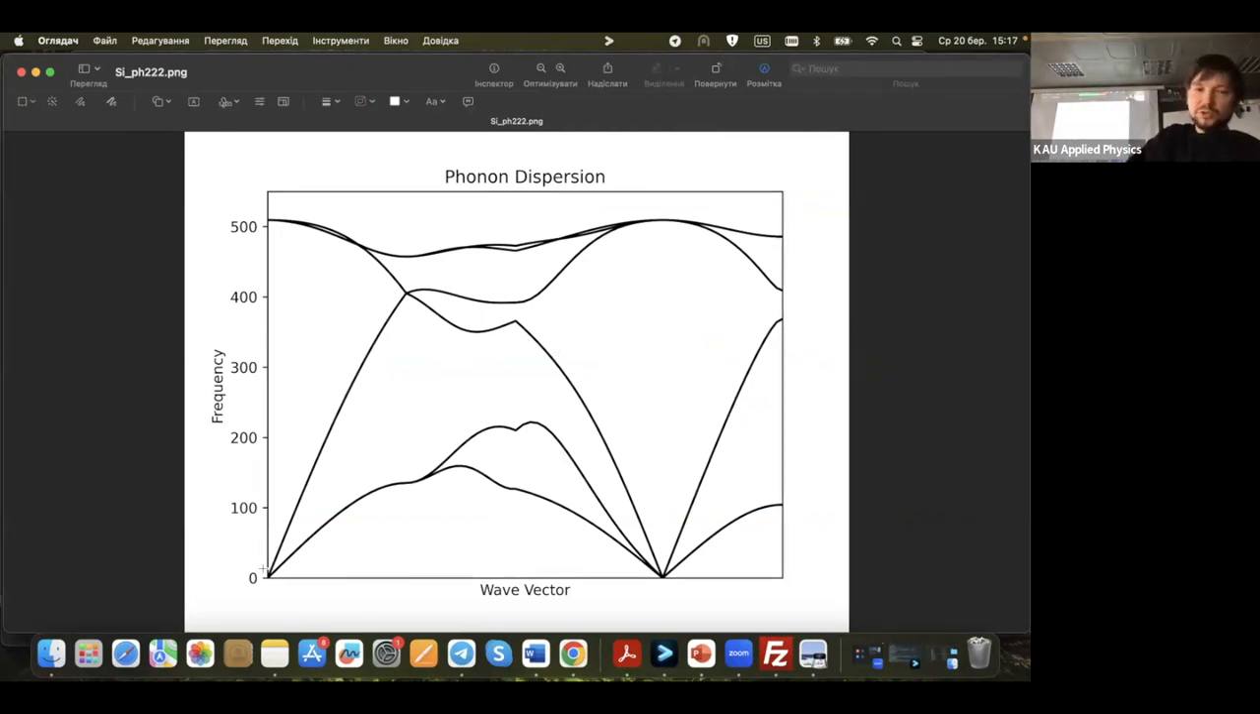This model we can compare with acoustics, so with sound. We can see its tangent, and we can see its derivative, and then we can say that it's some speed of sound in the crystal. So this is the longitudinal wave, this is transverse. This is the speed of sound, we can estimate it from this branch. From optical branches, we can calculate some dielectric properties.